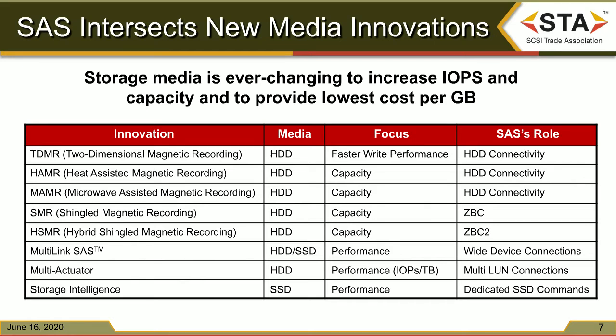Then there's multi-actuator. This is kind of a buzzword; you see a lot of it in the media. It's definitely an HDD technology focused on performance, but a relatively unique type of performance, more around IOPS per terabyte than raw bandwidth. SAS supports this with native multi-LUN connection support. And then finally, storage intelligence, a catch-all bucket that we have termed that is focused on SSD performance, with things like background garbage collection and streaming capacities, optimized for SSDs.